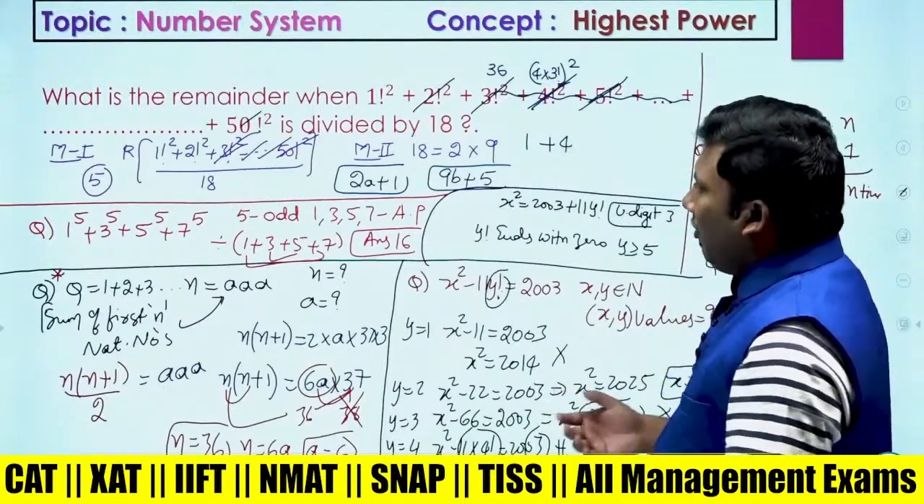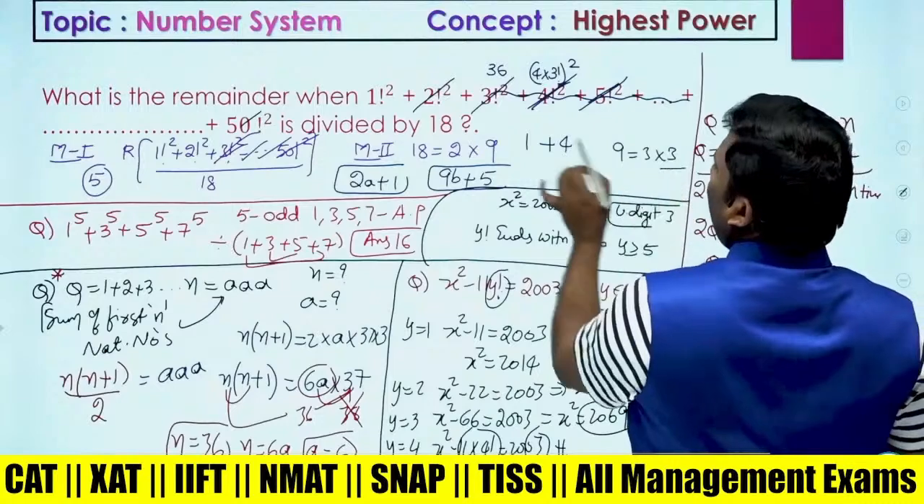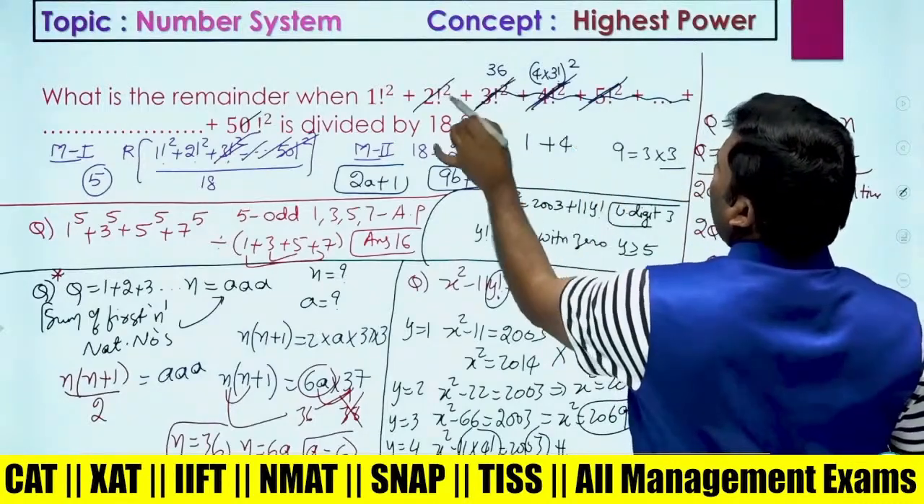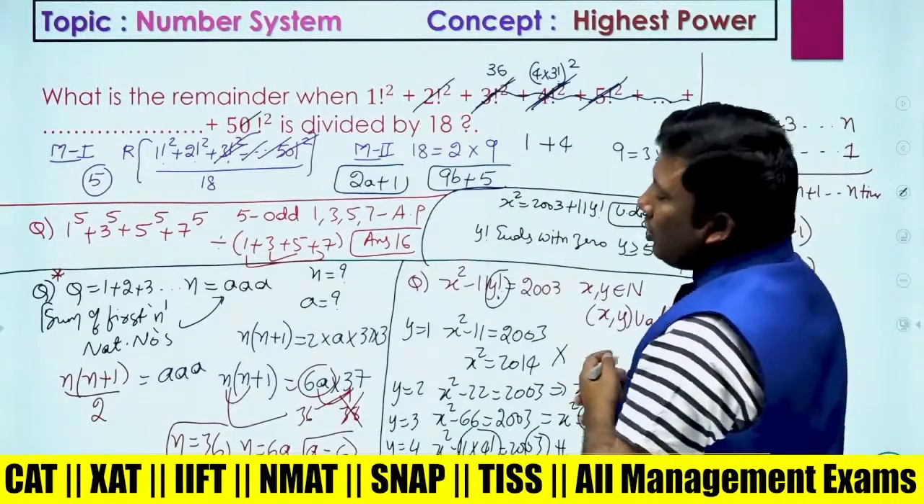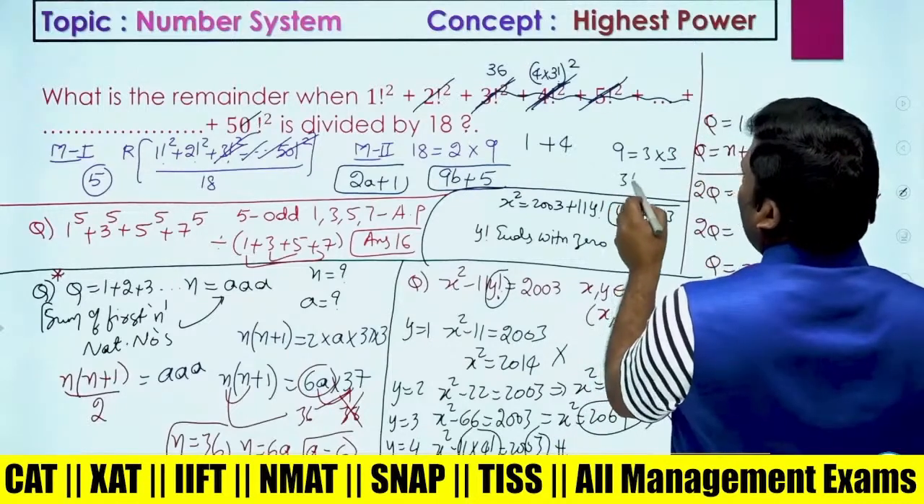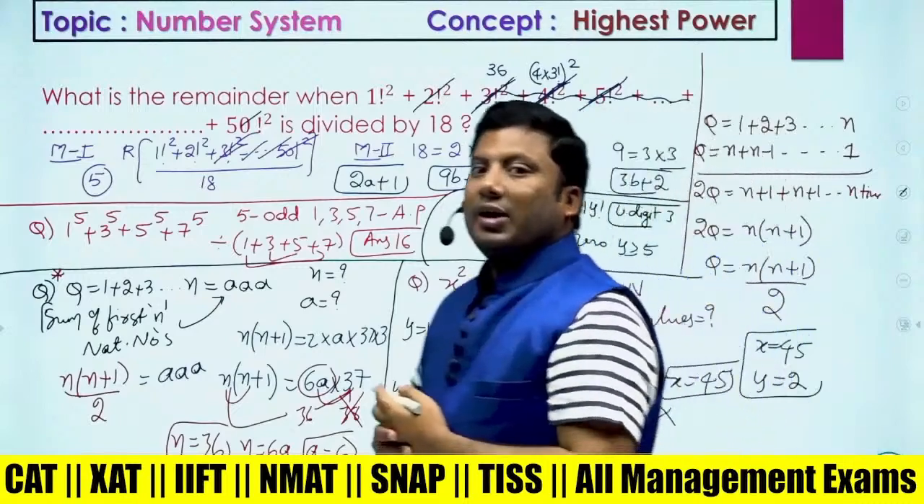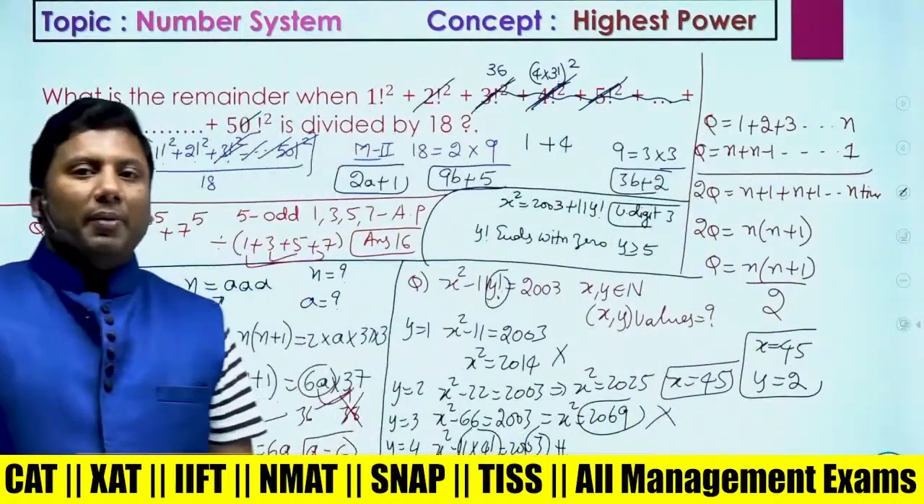Or you can go further. 9 can be written as 3 into 3. This is perfectly divisible. 2 factorial is 2, 2 square is 4, 4 plus 1 is 5. 5 when divided by 3, remainder 2. If you check it out, 5 when divided by 3, 3 ones are 3, remainder 2.